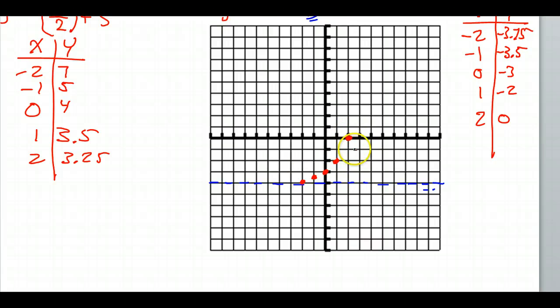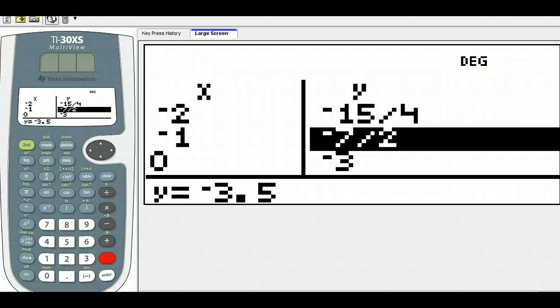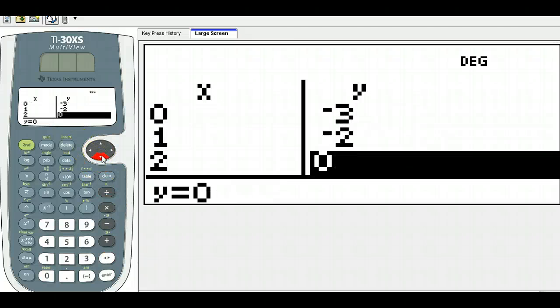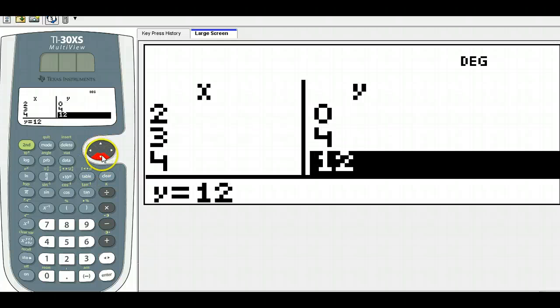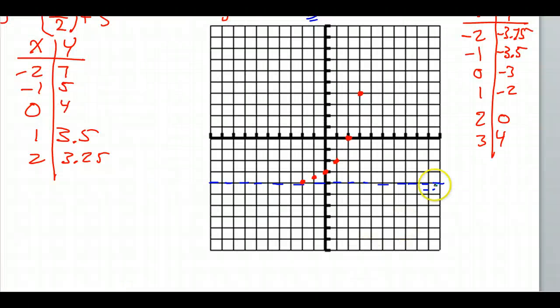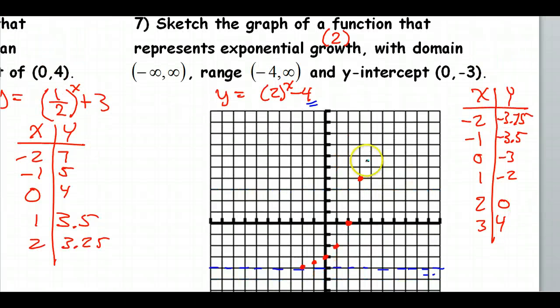Okay, I wonder, could I get one more point out of this? If I go to 3, let me see if it would fit. 3, 4, that fits nicely. So I'm going to go ahead and include that. Okay, 3 is 4. Could I get one more? 4, 12. All right, well that is off the grid. Not that far. It'd be around there somewhere, whatever. Okay, at least give me these values right here.